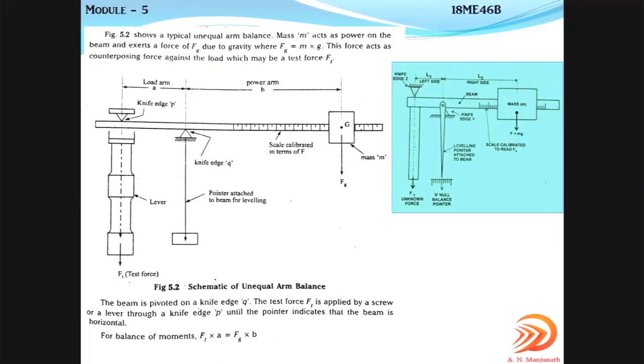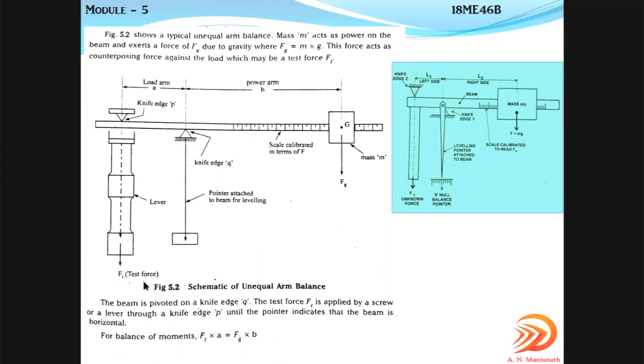See here, the figure shows the unequal arm balance. Mass M acts as the power on the beam and exerts a force which is given by F suffix G due to gravity. Right? That is a gravitational force on a known mass. So F suffix G, we can write as M into G. So this force acts as the counterposing force against the load, which may be considered as the test force. So this is the counterweight for the test force, which is actually going to be measured, given as F suffix T.